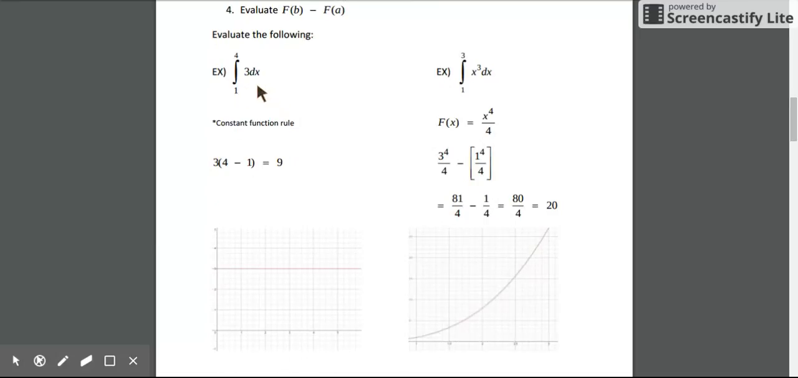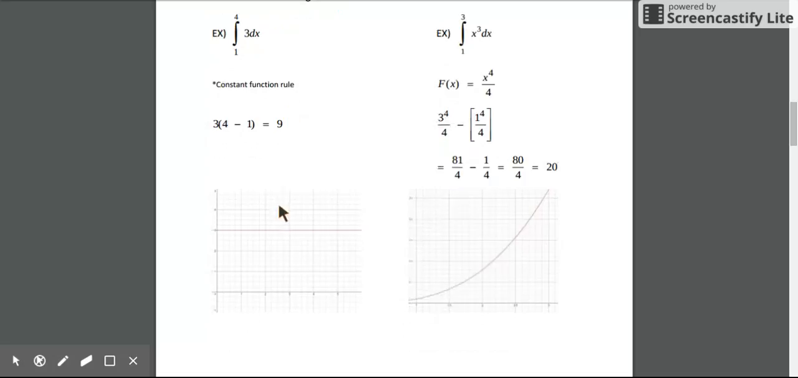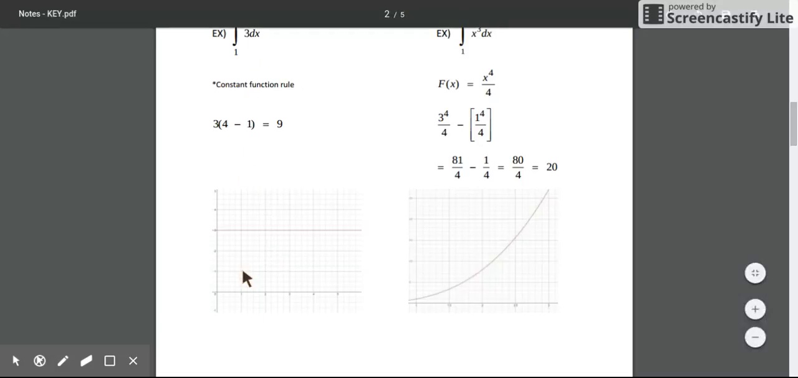So there is a constant function rule for integrating. And that is basically saying that if I have a constant function, I know I have a horizontal line. And if I find the area underneath that horizontal line, well, I'm just finding the area of a rectangle. So all I need is my height and my width. Well, the function value is the height of the rectangle. So in this case, 3 is going to be the height of my rectangle.